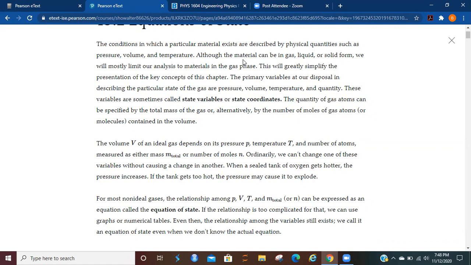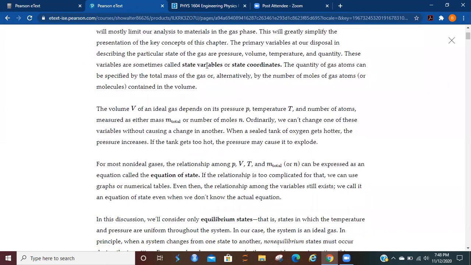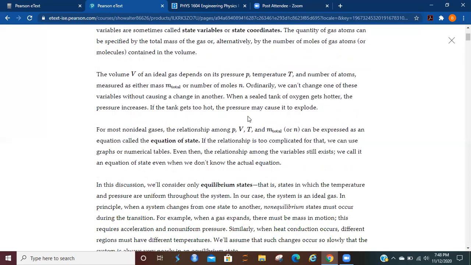And although the material can be in gas, liquid, or solid form, we'll most likely limit our analysis to the materials in the gas phase. The primary variables that we're going to be looking at are the ones that I had mentioned with the addition of quantity. These are sometimes referred to as state variables or state coordinates. The quantity of gas atoms can be specified by the total mass of the gas or by the number of moles of gas atoms contained in the volume. Just kind of depends on how you need to do it.